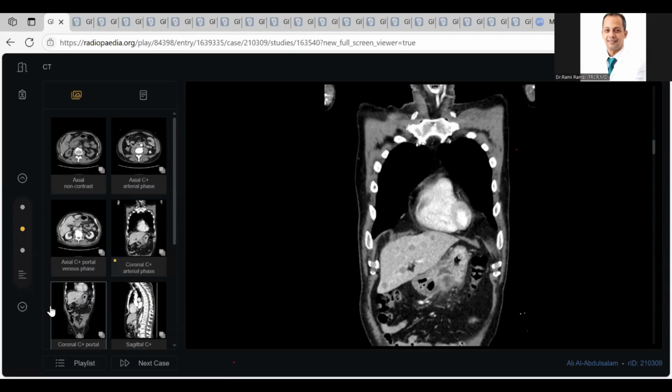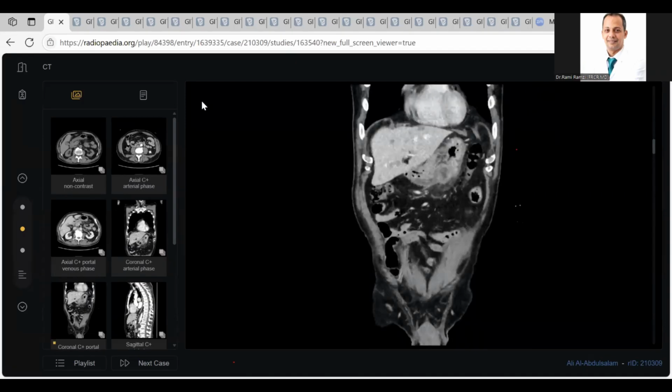Leave the mouse, please, doctor. Leave the mouse. Doctor, leave the mouse.